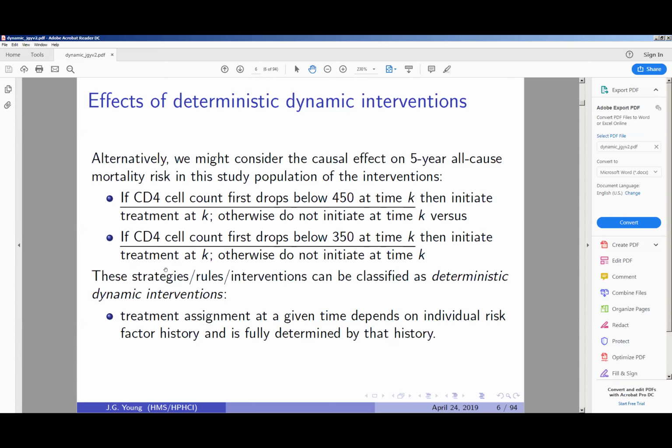So these are examples of deterministic dynamic interventions, as opposed to static interventions, because treatment assignment at a given time under these interventions depends on time-evolving individual risk factor history up to that time. So that's why we would say these are dynamic interventions. And the reason we'd say they're deterministic dynamic interventions is that for two individuals with the same history up to a particular time K, they are guaranteed under that intervention to have the same treatment. So an individual's treatment is fully determined by their risk factor history under a deterministic dynamic intervention.